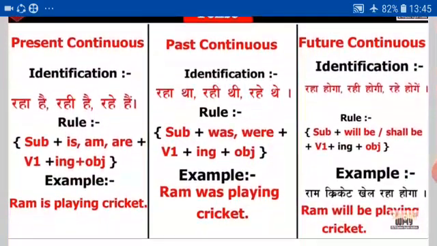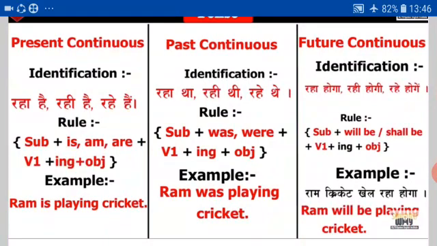Now next, present continuous, past continuous and future continuous. Present continuous identification: रहा है, रही है, रहे हैं. And its rule is subject plus is, am or are plus first form of verb plus ing plus object.